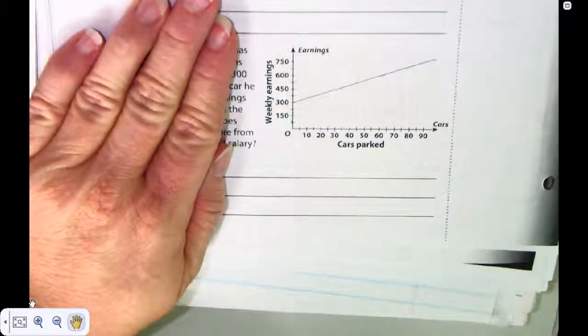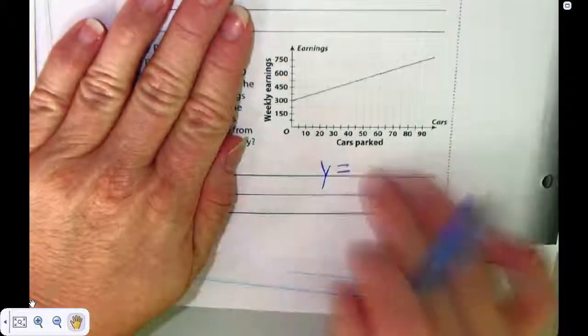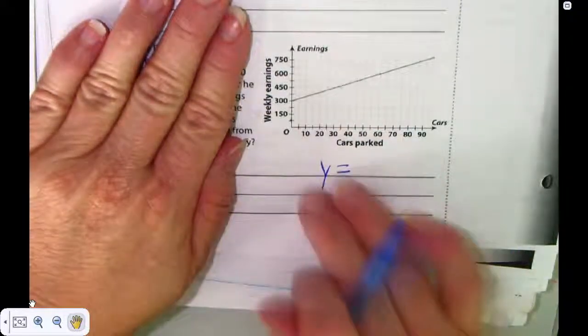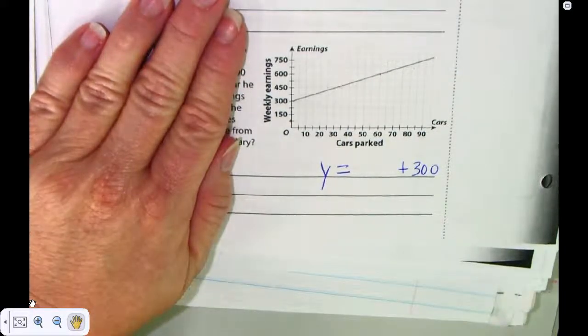Page 100. Hey, what can you tell me about a table without looking at any words? It's linear and it doesn't go through, so it's not what? Proportional. So when I write the equation, I'm going to have to add or subtract something, aren't I? I'm going to add or subtract. So when I write the equation, what is the y-intercept? Plus 300.